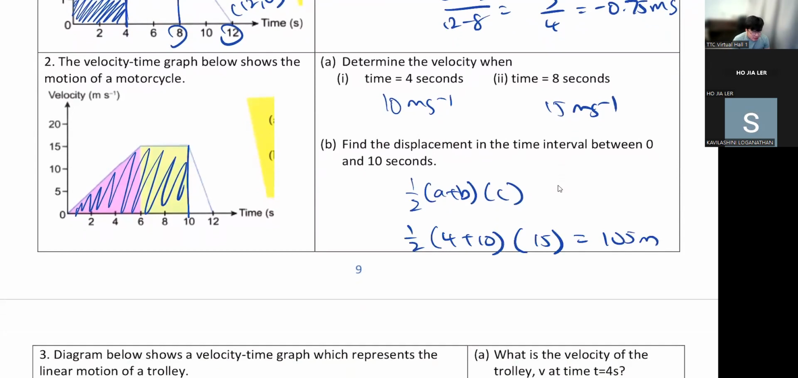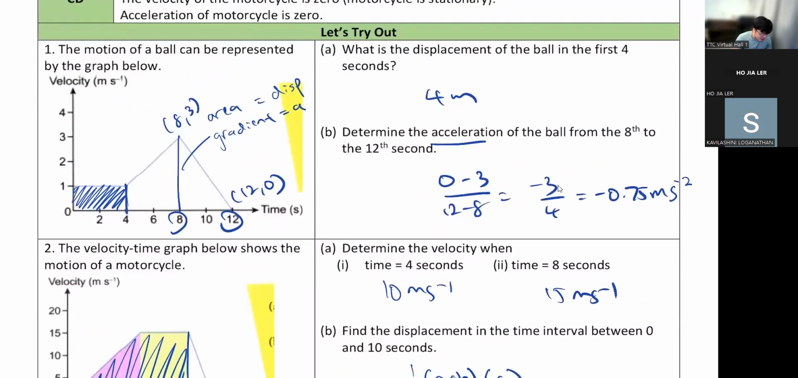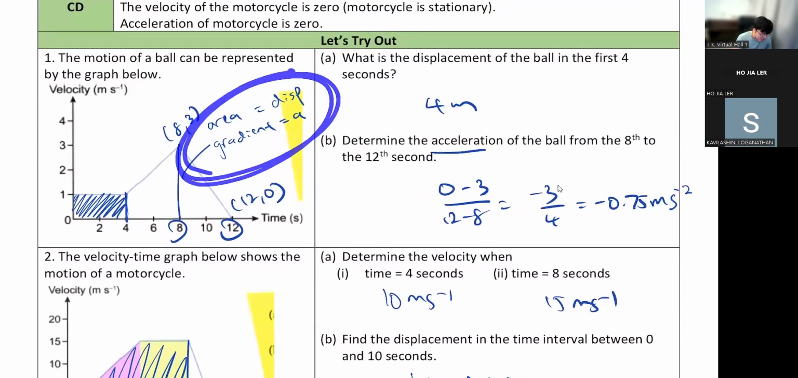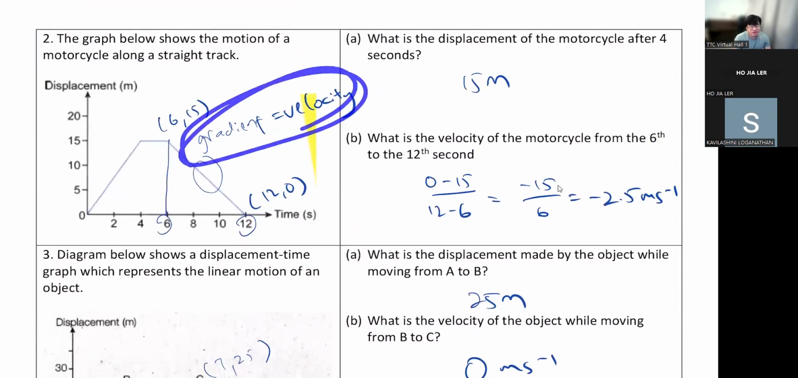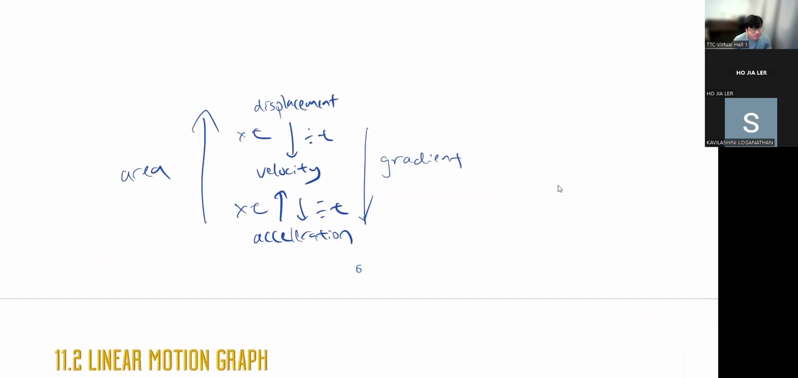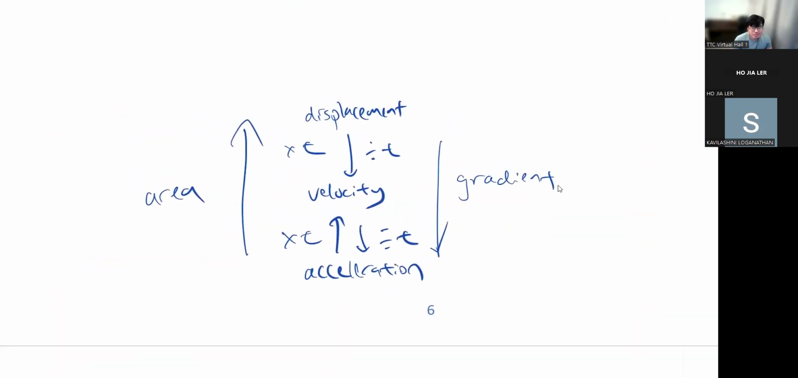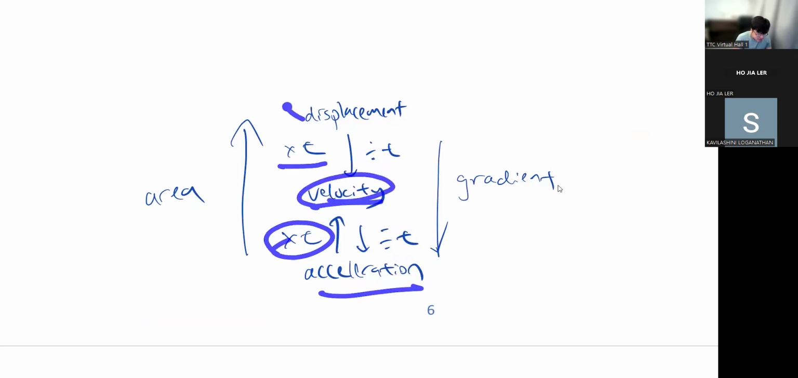Okay, so this part is not as hard as you think. If you say, sir, this part I really can't remember: area equals displacement, gradient equals acceleration, and gradient equals velocity. If you're scared that you will forget, I have a trick for you. This is what I use. Can you see? Displacement divided by time is velocity. Velocity divided by time is acceleration. And the reverse is true. Acceleration times time is velocity. Velocity times time is displacement.